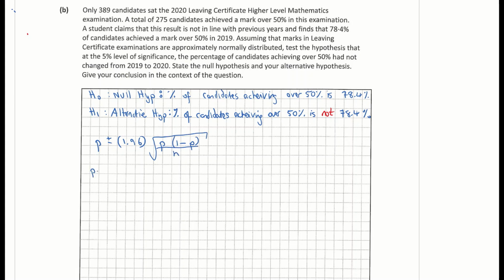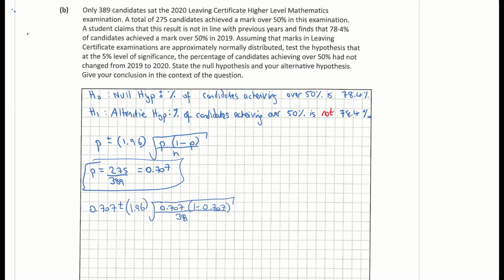In order to get P, I'm going to get the probability of picking that student. So what is it? It's 275 of them achieved over 50% out of 389 of them. So that's giving me a population proportion of 0.707. Now filling all that into my formula. I have P, which is 0.707, plus or minus 1.96 times the square root of 0.707 times 1 minus 0.707, all over my 389 students. That's the size of my sample, my N.